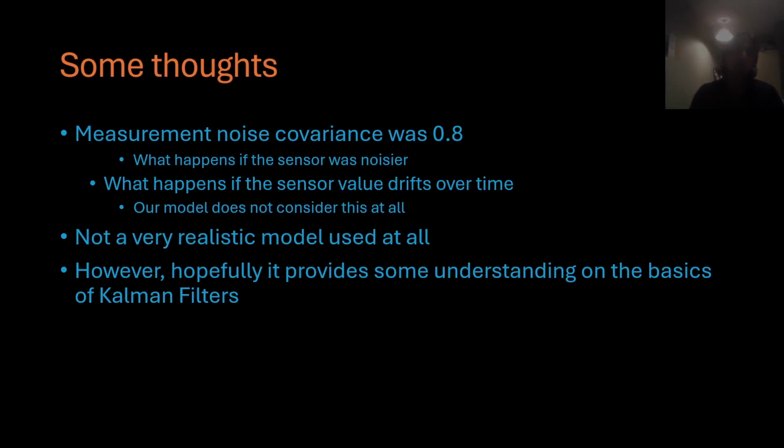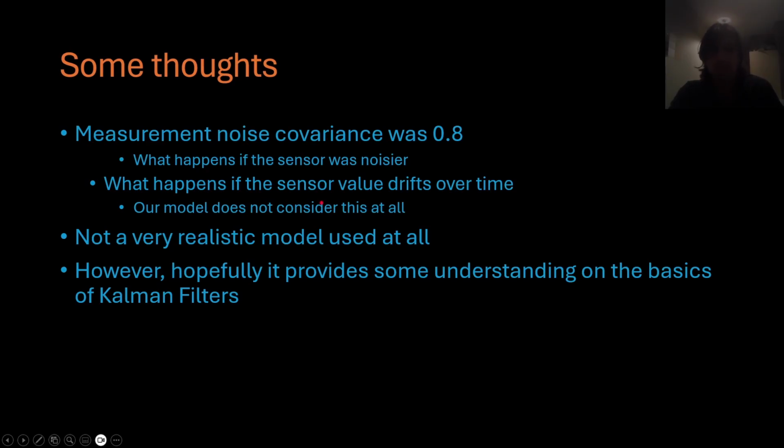Now some thoughts. The value of R, the measurement noise covariance, was set to 0.8, if you remember. What happens if the sensor was actually noisier than that, more spiky and more problematic? Well, for our simple example of a single variable Kalman filter, we could just increase the measurement noise covariance.